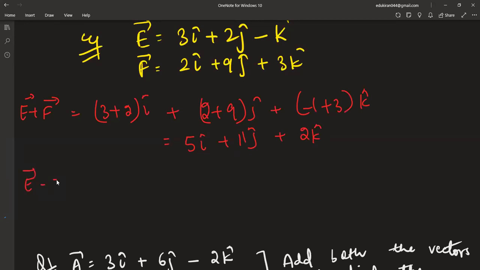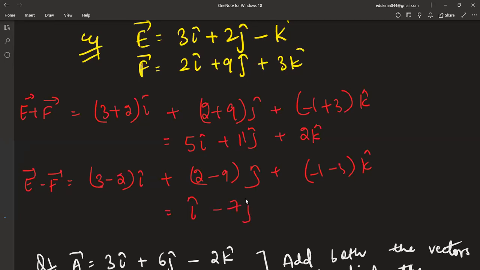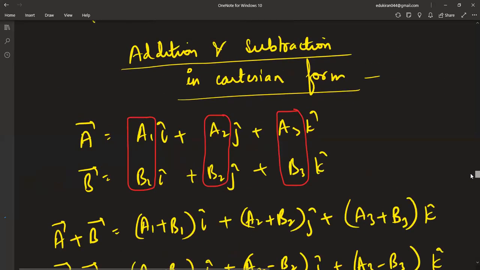Similarly, when we are subtracting, this will become 3 minus 2 I cap, plus this will become 2 minus 9 j cap, plus this will become minus 1 minus 3 k cap. So what are we left with? 3 minus 2, 1. 1 I cap means I cap. You can write 1, you cannot write 1, both have the same. 7 minus 7 j cap, minus 4 k cap. That's it. This is how you have to add them, subtract them. One more question based on this we'll see. First write it down. Addition and subtraction in Cartesian form.